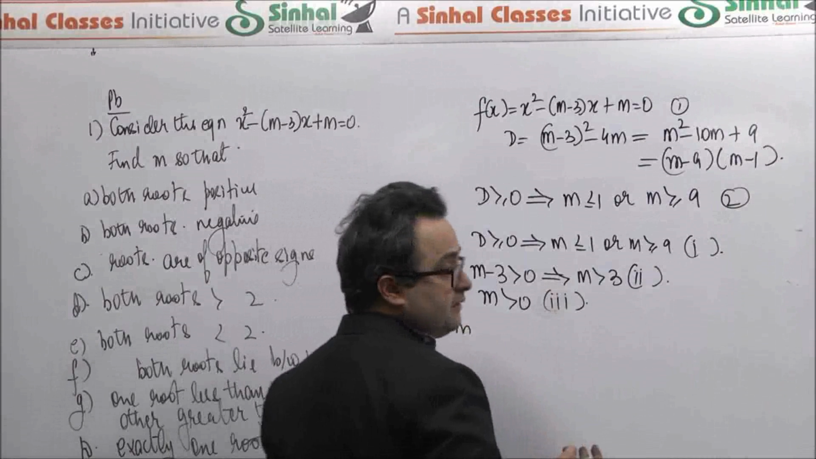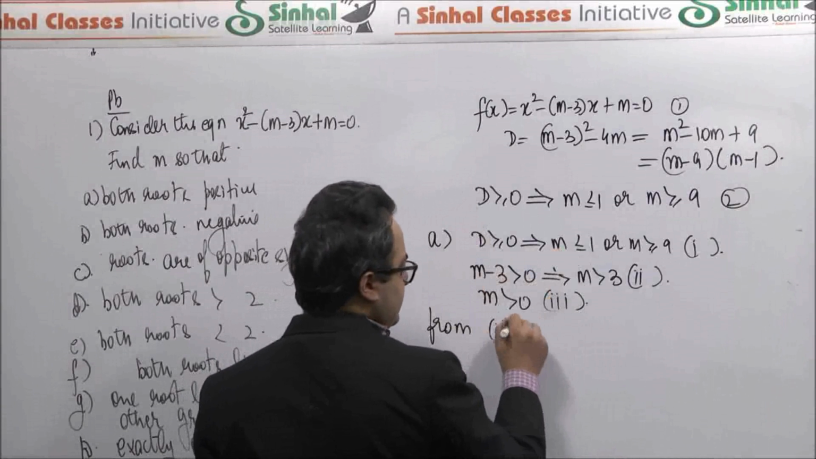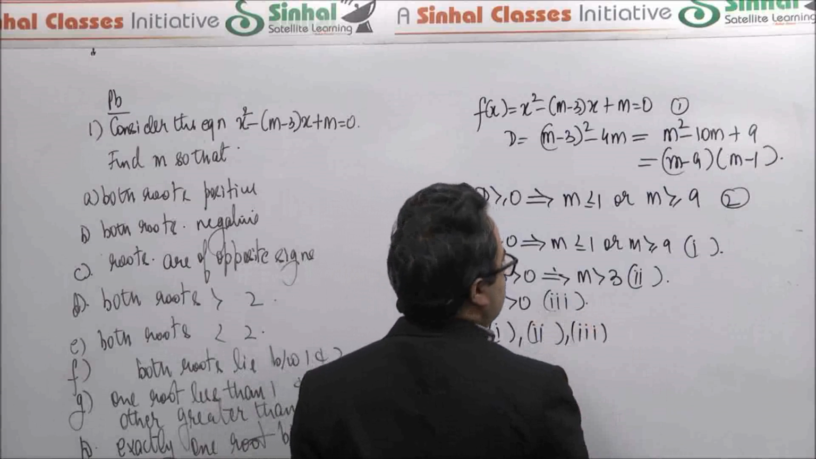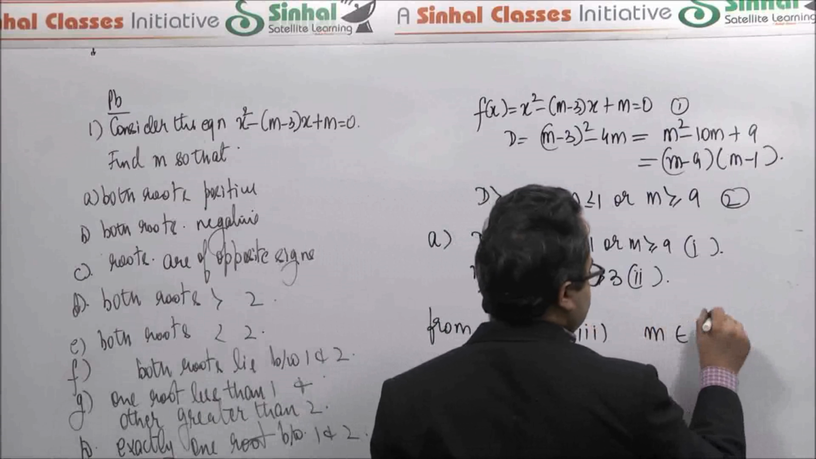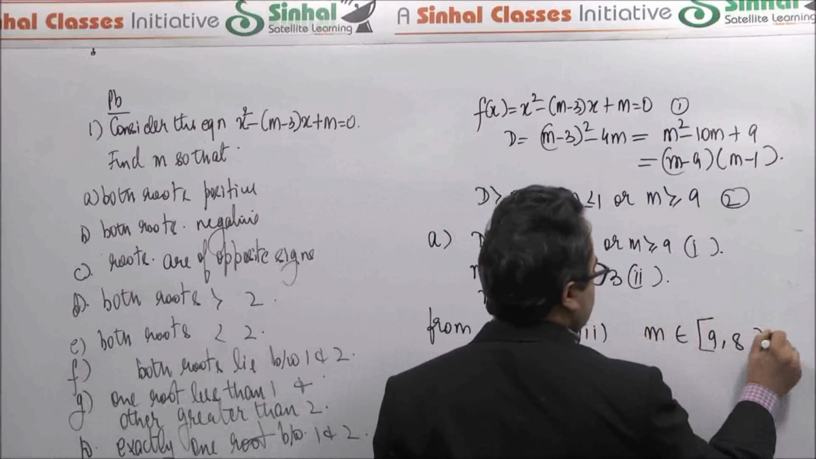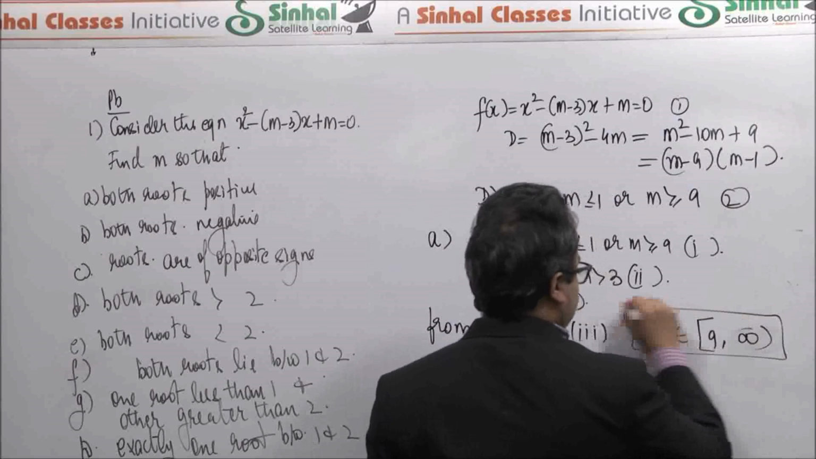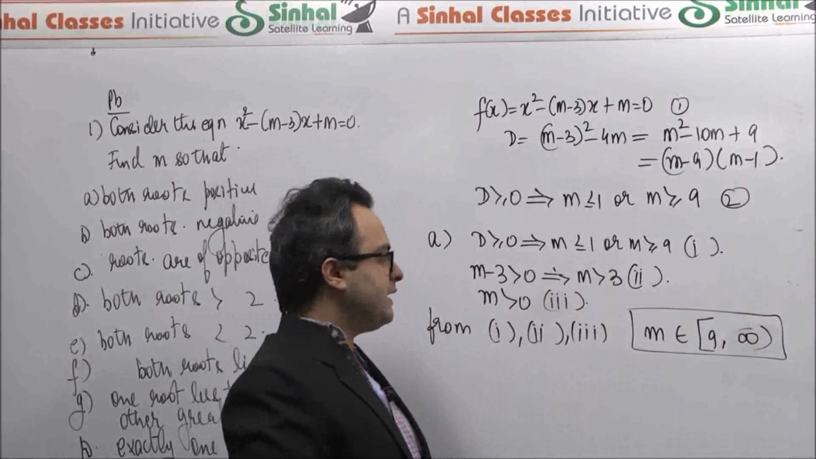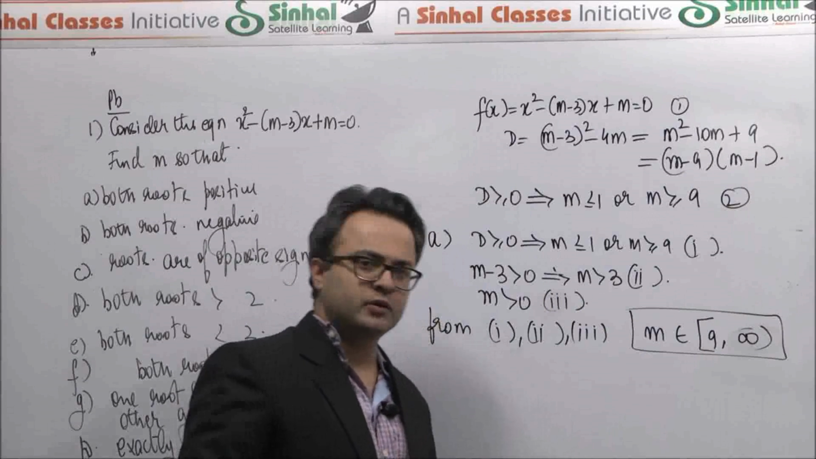Since we require all three conditions to be true, we'll have to take an intersection of these three sets. So if we take an intersection of all these three sets, we get m as being greater than or equal to 9. So the answer for the A part simply is the set of all values which are greater than or equal to 9.